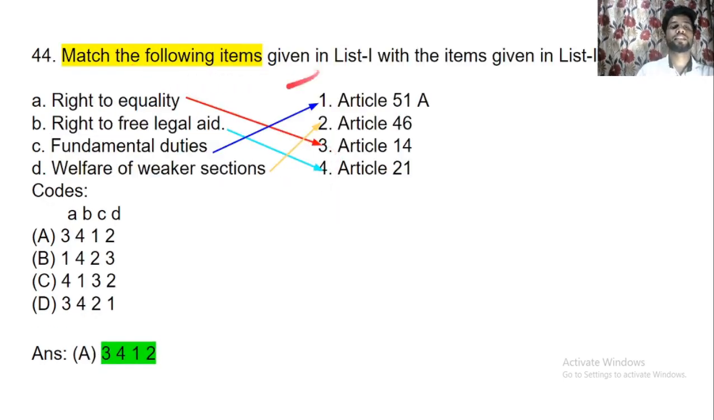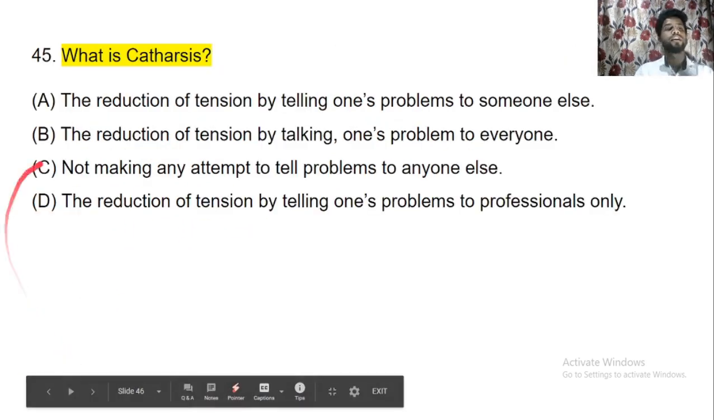And next, matching the items. Right to equality is article 14, that talks about right to equality. Right to free legal aid, that talks about article 39A. Fundamental duties, that talks about article 51A. And the welfare of weaker sections, that talks about article 46. So this will be your correct sequence.